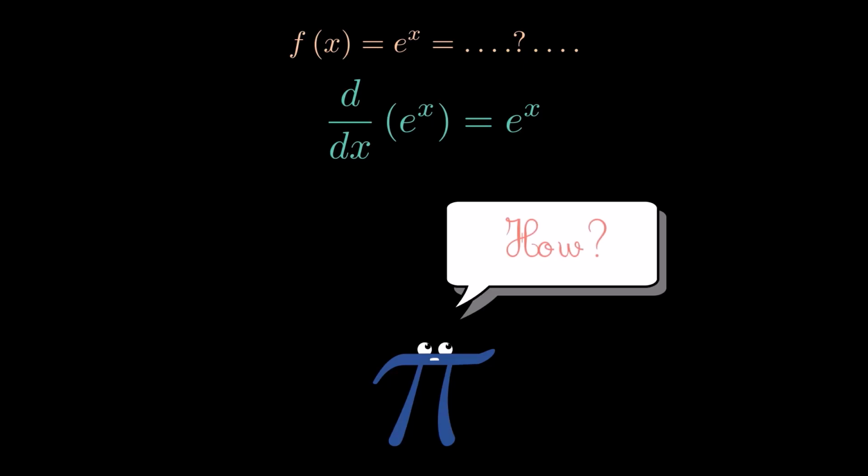Oh, wait a second, it's Mr. Pi again. He's asking how is that? Well, actually, that's a really good question because many people take that for granted. So let me show you that the derivative of e to the x is e to the power of x. So let's start with the base definition. f of x is equal to e to the power of x. Let's take the natural logarithm of both sides. Well, it follows that the natural log of f of x is equal to x.